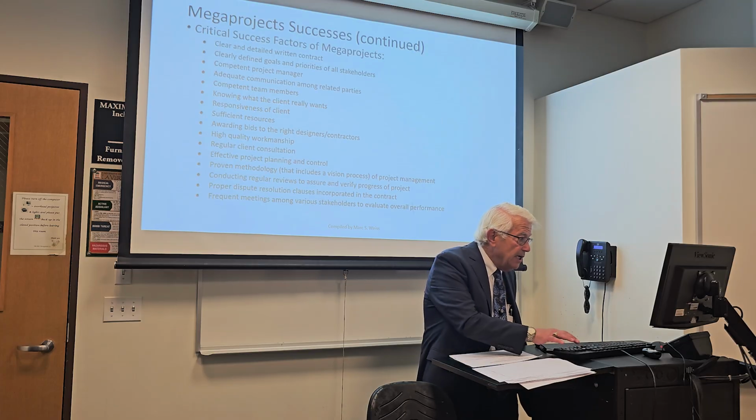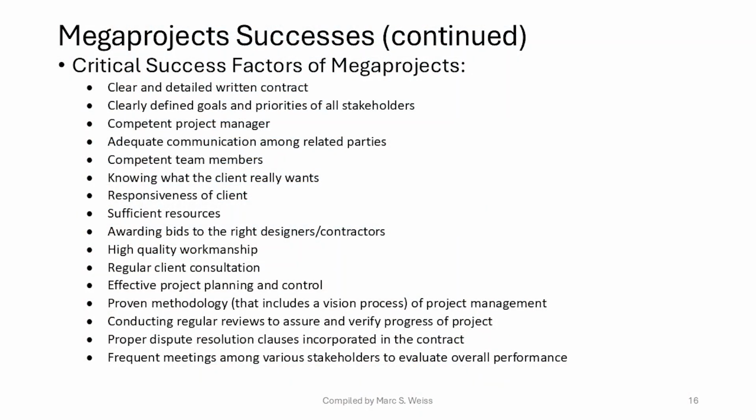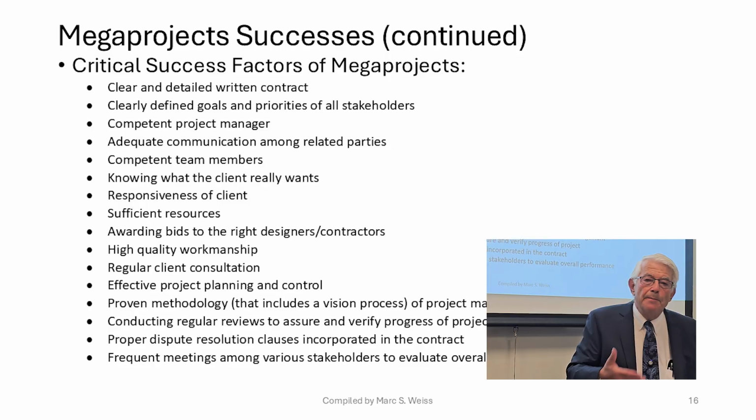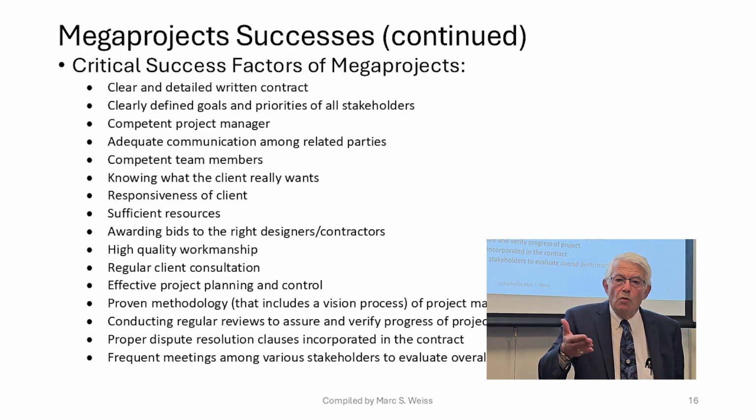And here you see a whole list of critical success factors for mega projects. And again, I'll just point one out. About halfway down the page, there's a bullet that says awarding bids to the right designers, contractors. So historically, what have we all done in terms of what was the main criteria we used for awarding a bid or a contract to a contractor?